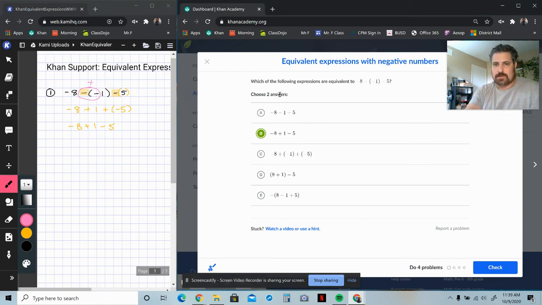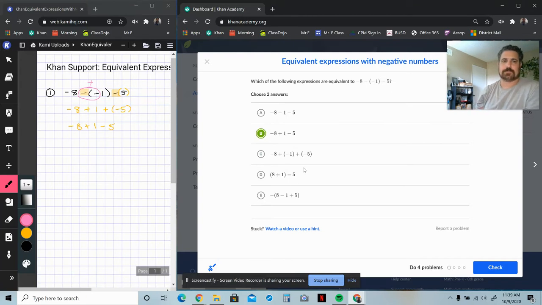And then it says two answers. There's another answer that also works. So we have -8 take away 1 plus minus 5. Well, we know that that's going to be a plus 1 in the middle, so that's not going to work. We have -8 plus -1. Well, no, we know the middle one's a positive. That's not going to work, so we can eliminate that one. This one's going to be 8 plus 1 and then take away 5. It's like the sum of 8 and 1 and then take away 5.